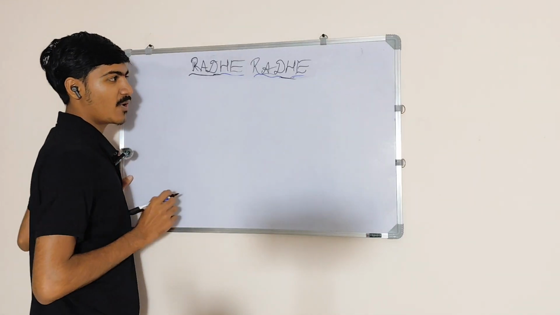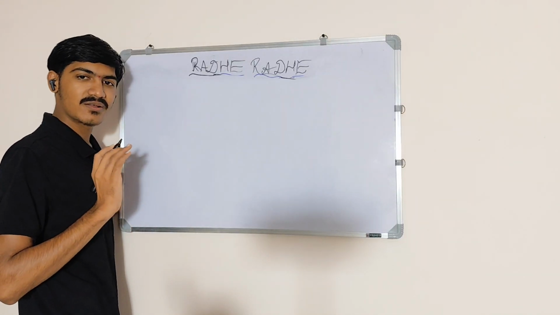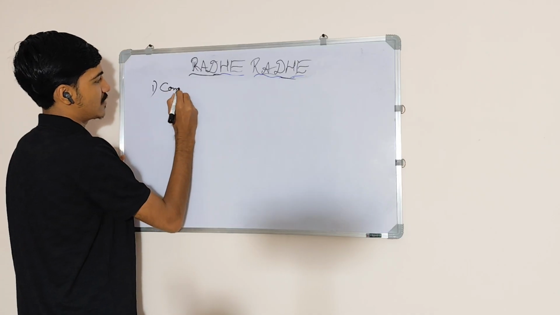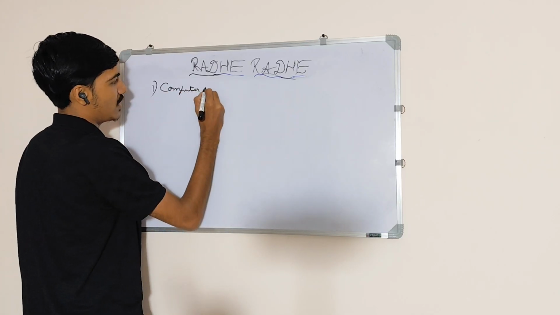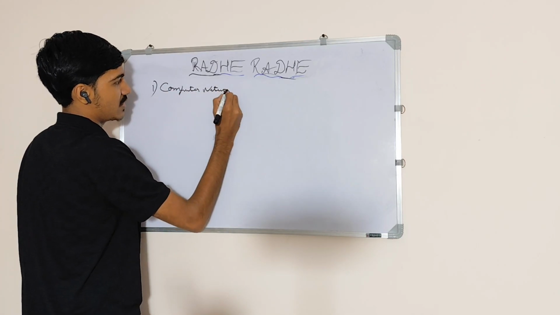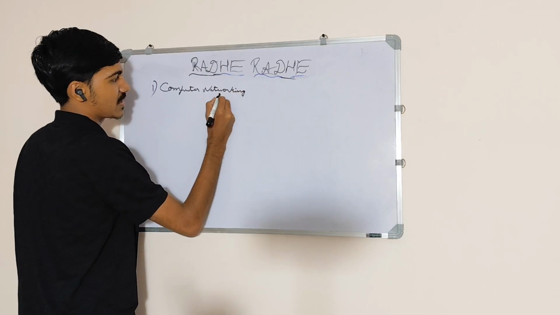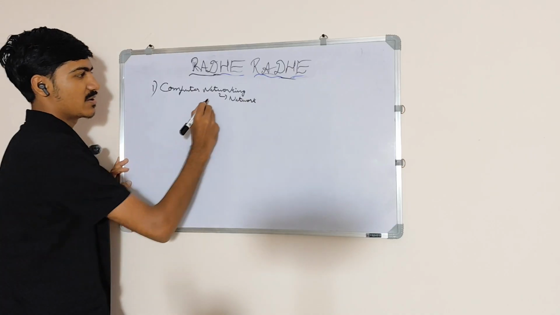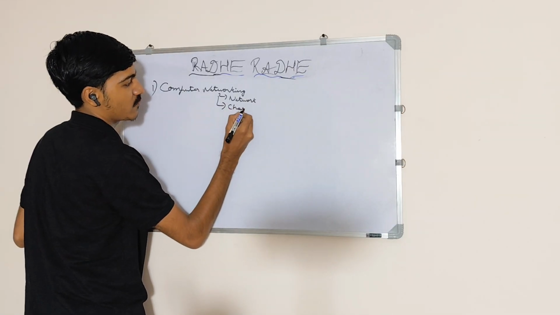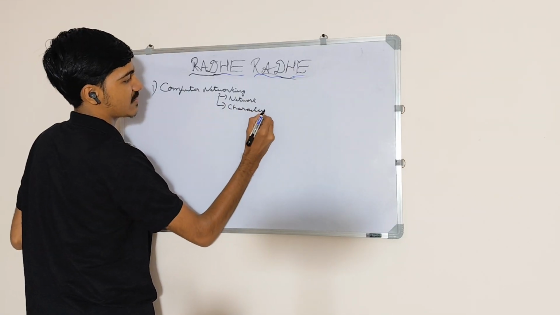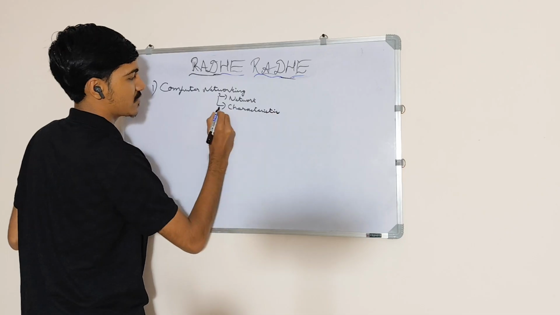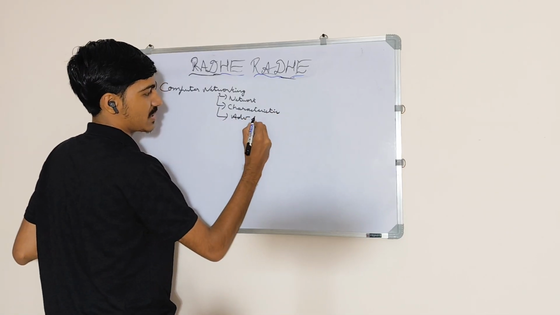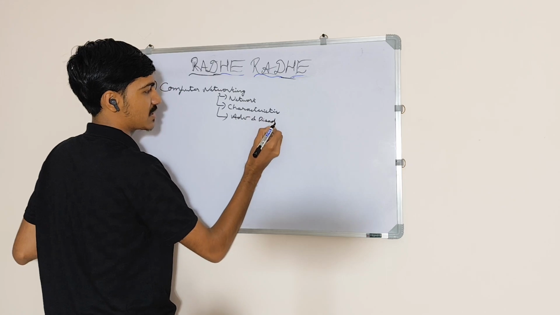So what is the roadmap? What are we going to cover in this computer networking course? First thing, what is computer networking? In this we have what is a network? What are the characteristics of a network? What are the advantages of a network and what are the disadvantages of a network?